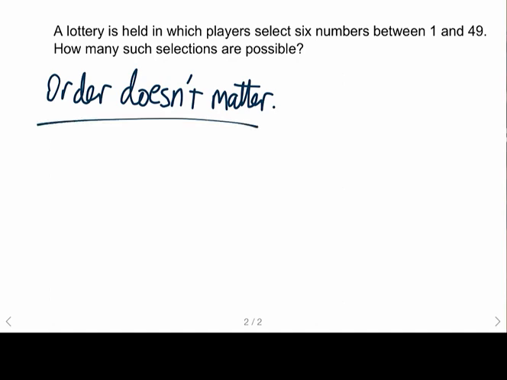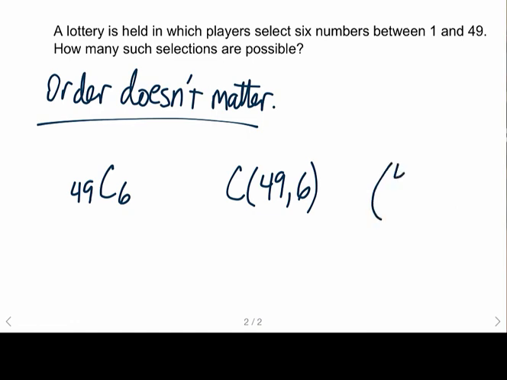So since order doesn't matter, we're going to use a combination. And this is actually going to be 49 choose 6. Another way to write it is C(49, 6). Yet another way to write it, and this one's a little weird, is parentheses 49 over 6, but with no fraction bar. Without that fraction bar, this means a combination. And so all of these three things mean the same thing.